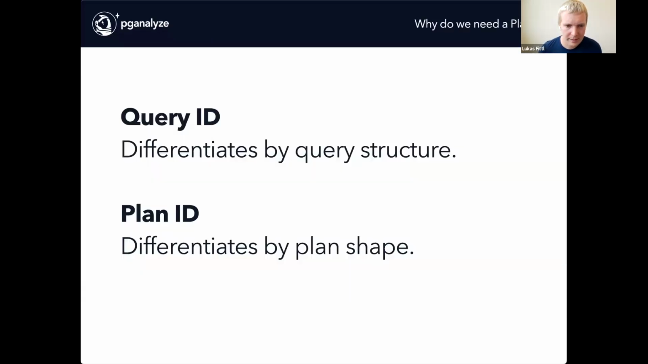So why do we need a plan ID? It's the difference, like, if you look at a query ID, what does it do? It differentiates by the query structure, right? When Postgres calculates the query ID, it looks at the parse tree and gives each node in the parse tree a hash value, and sums it up together. That's the query ID. Now, the plan ID is the same idea, but we do this with the plan shape. So we do this with: here's a sequential scan, here's an index scan, here's an index scan on this other index, right? It basically helps us know which kind of plan was chosen.